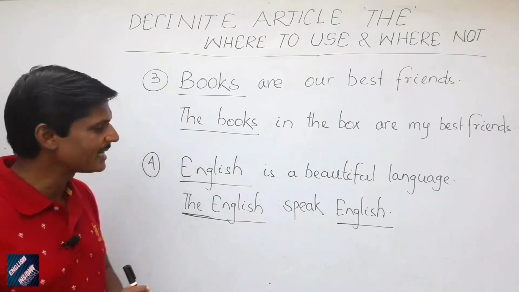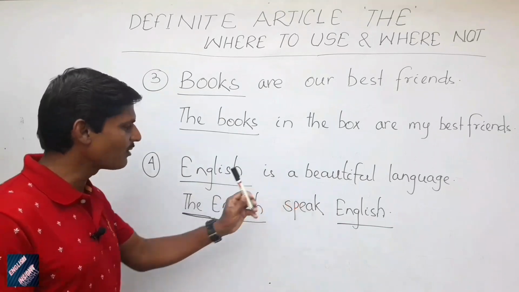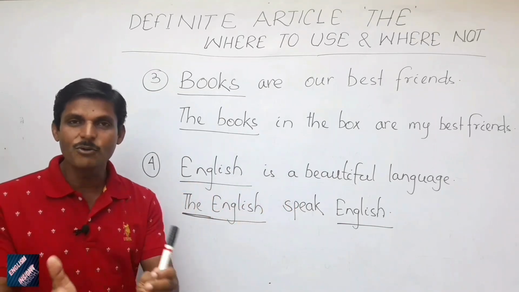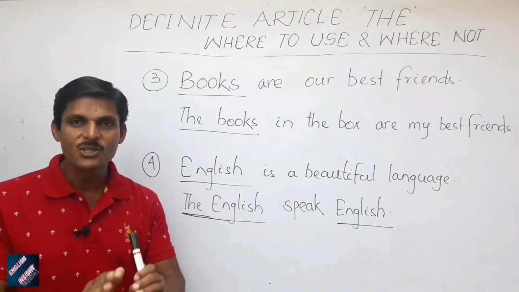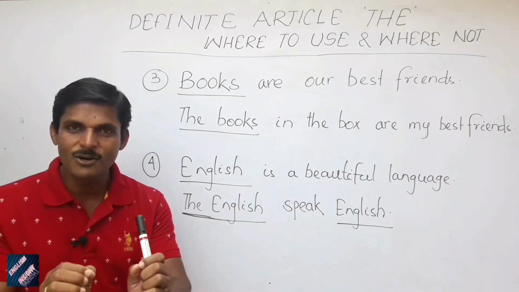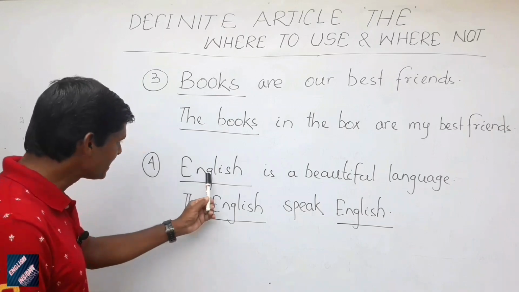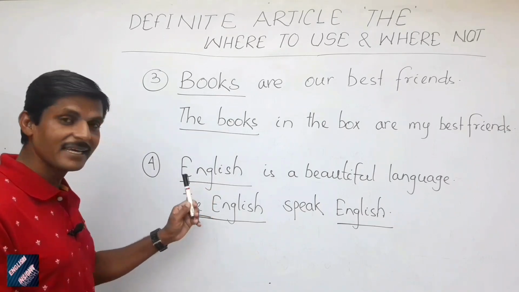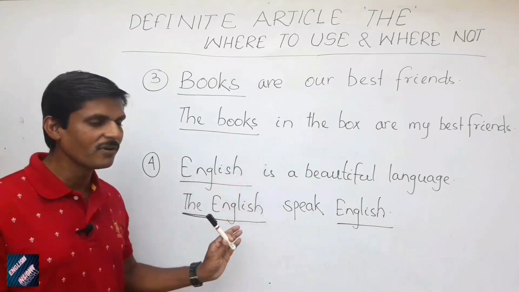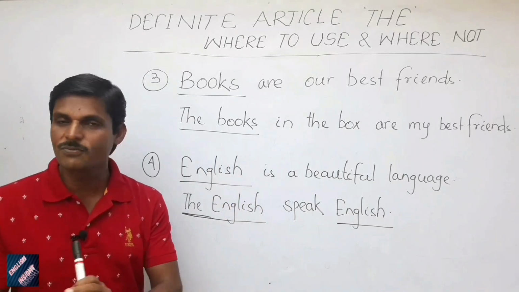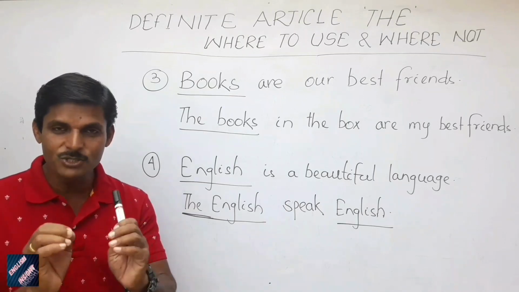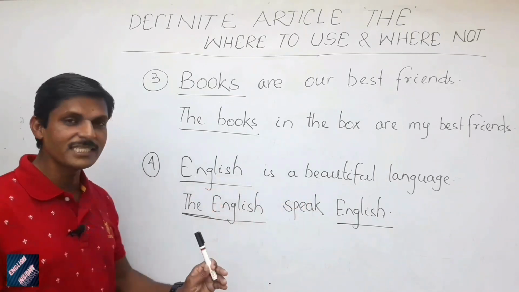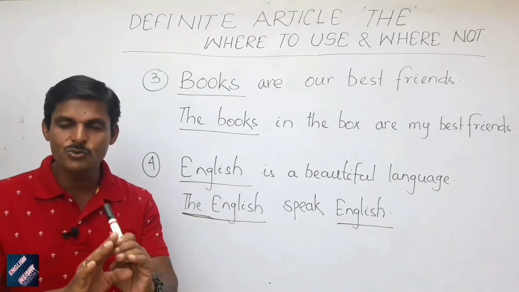But in the first sentence, English is a beautiful language. It means English is a language. Before the name of any language, the is not used. It's the grammatical rule here. So, in the first sentence, before English, the is not used. It is not written as the English is a beautiful language. If you write the English is a beautiful language, it's wrong. Only we should write English is a beautiful language, because English is a language. Before the name of any language, we should not use the.